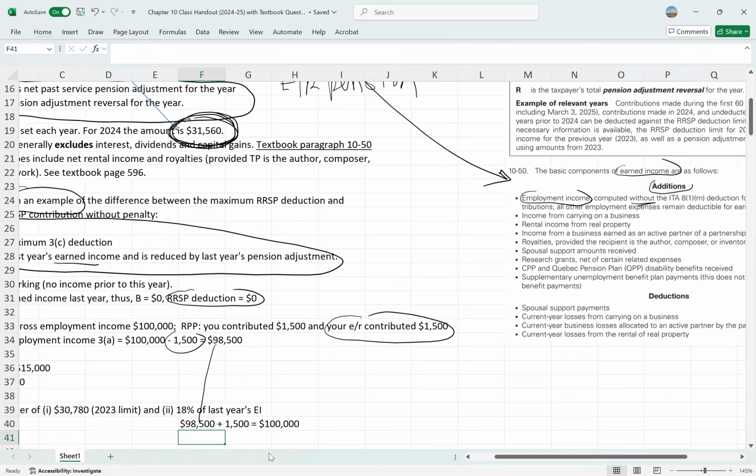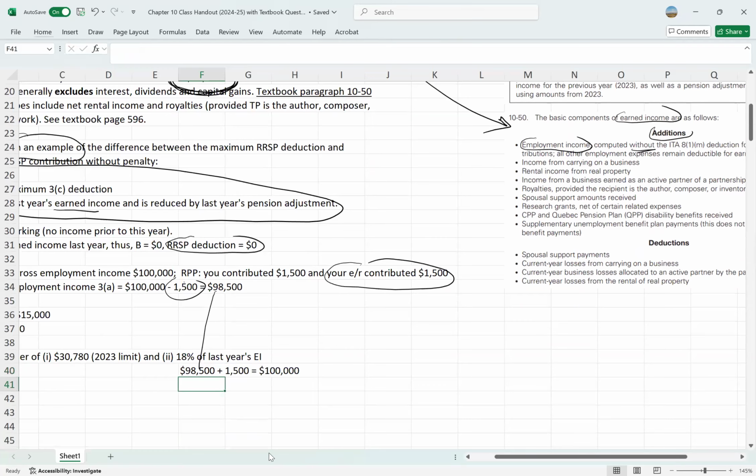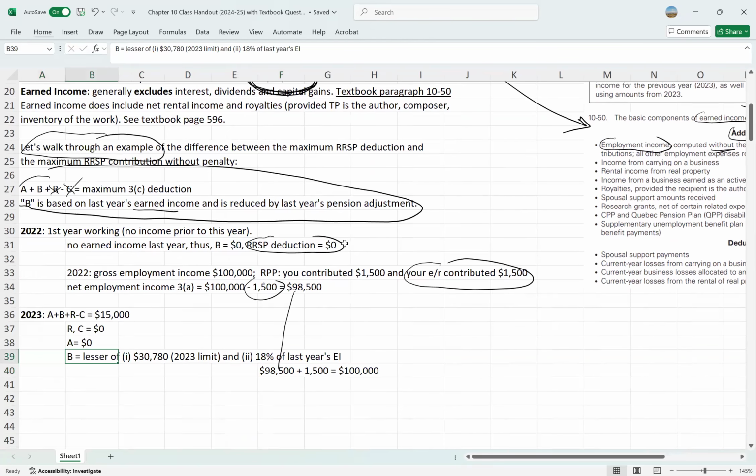So the limit is going to be basically 18% of 100,000. And so 18% of last year's earned income, which is 100,000, that's going to be $18,000. So the lesser of the 30,780 and 18,000, well, this is obviously the lesser. But then that amount needs to be reduced by last year's pension adjustment.